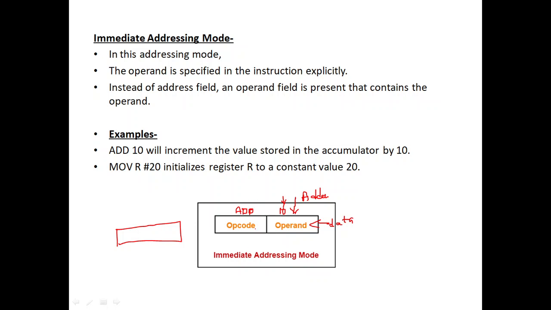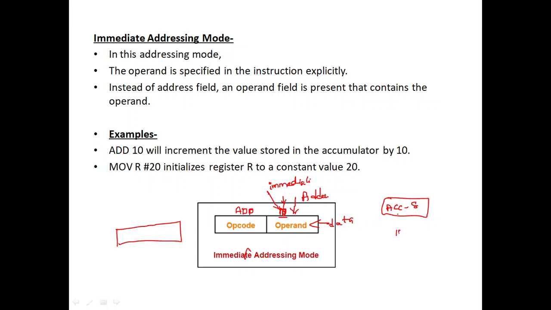Suppose the accumulator contents are previously 8. When I specify add 10, you have to remember that 10 means immediate. So immediately, without specifying any address, I am specifying the data. I am going to add this 10 to the contents of the accumulator.